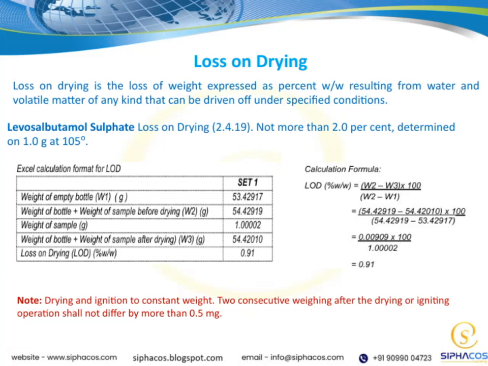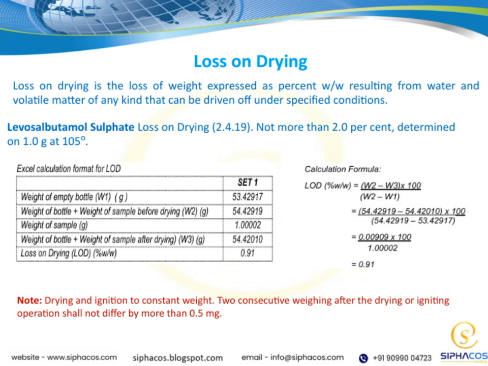Let's start with an important note about the drying and ignition process. After drying or igniting a sample, we need to weigh it twice consecutively. The key point here is that these two weights should not differ by more than 0.5 milligrams. This ensures that the measurement is stable and accurate before we proceed.